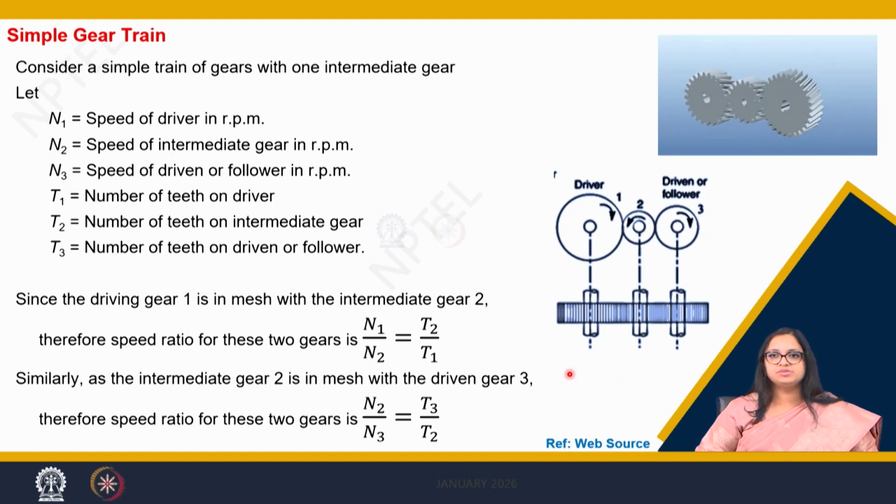So how do we get the speed ratio? Well, we understand that N1 by N2 will be equal to T2 by T1, and N2 by N3 will be equal to T3 by T2. Now I multiply the LHS of N1 by N2 with the LHS of N2 by N3. So here my N2 gets cancelled, and when I multiply the RHS of these two equations, my T2 will get cancelled. So finally N1 by N3 is equal to T3 by T1.